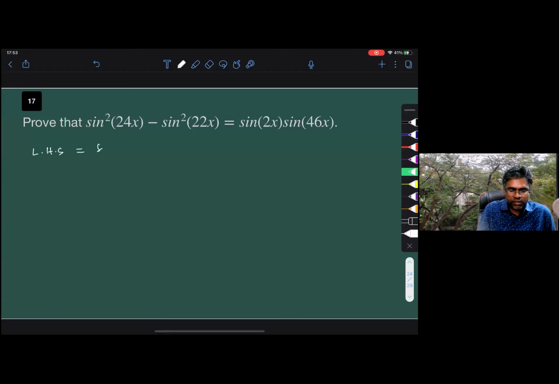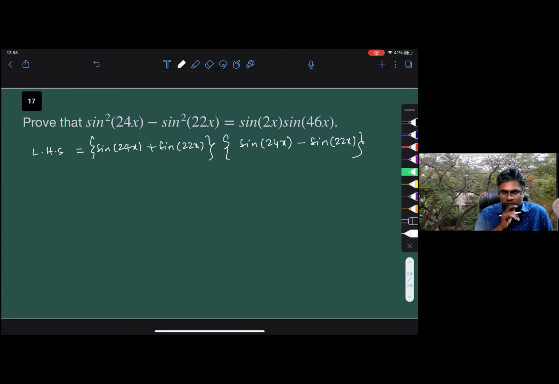So you will have sine of 24x plus sine of 22x, that is a plus b, and sine of 24x minus sine of 22x, that is a minus b. Now let's look at the identities that we want to use. If I have sine of a plus b plus sine of a minus b, what do you get?